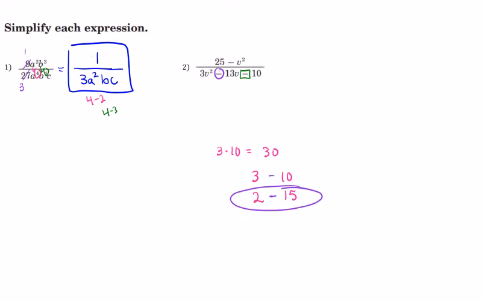So those are my two numbers. So what I'm going to do, I'm going to put those in parentheses just like we've done before. V here, V here. I'm going to put 2 in one. It's positive 2, right? Then I'm going to put that negative 15 in the other.